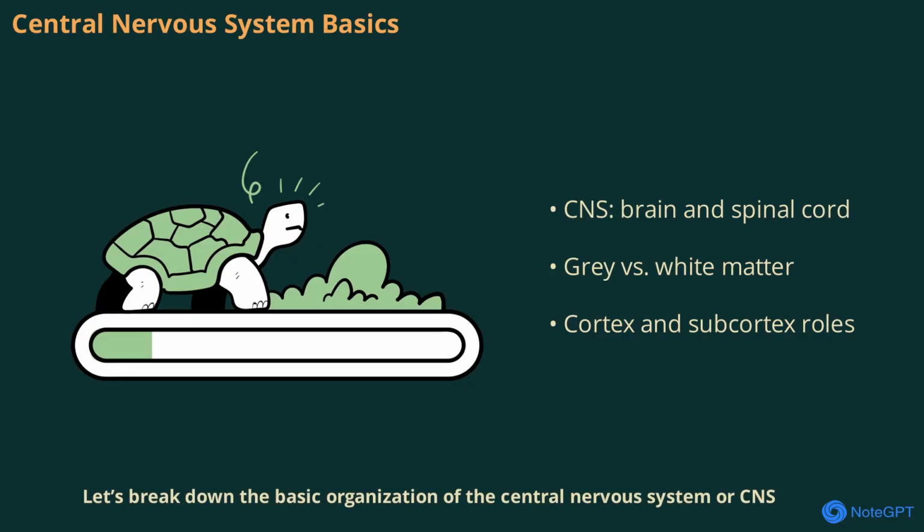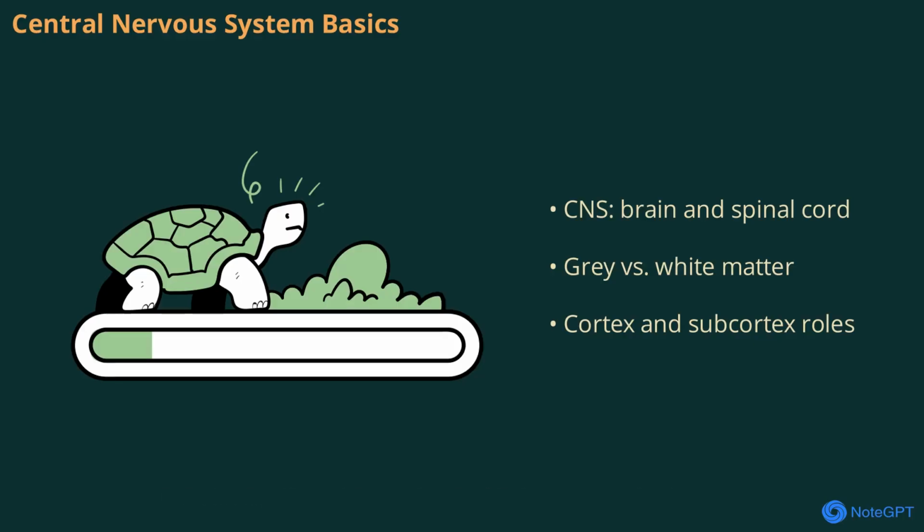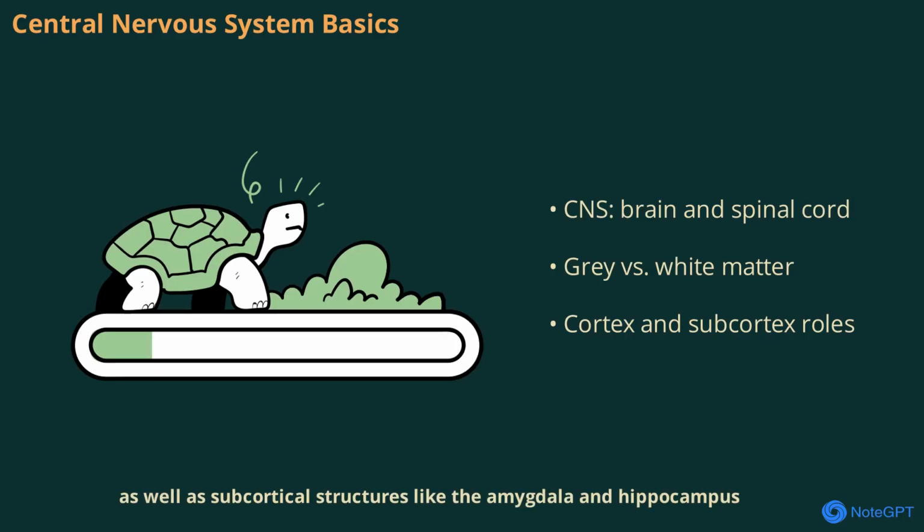Let's break down the basic organization of the central nervous system, or CNS. The CNS consists of the brain and spinal cord, and it's divided into gray matter and white matter. Gray matter, made up of neuron cell bodies and dendrites, is where computation happens. White matter, on the other hand, contains myelinated axons that enable fast communication. The brain itself includes the cerebral cortex, which is responsible for higher cognition and voluntary action, as well as subcortical structures like the amygdala and hippocampus, which handle emotion, memory, and movement. The brainstem manages vital autonomic functions, such as breathing and heart rate.